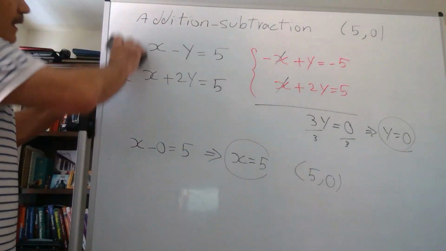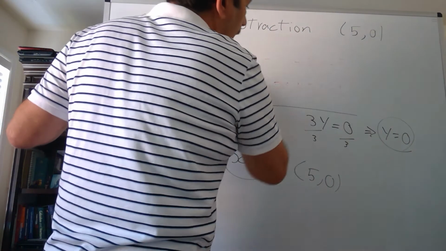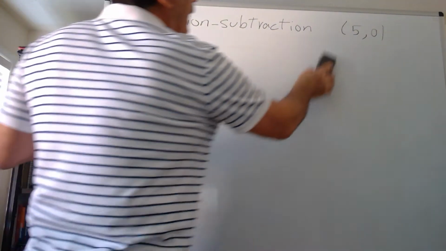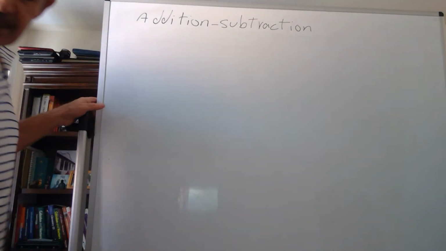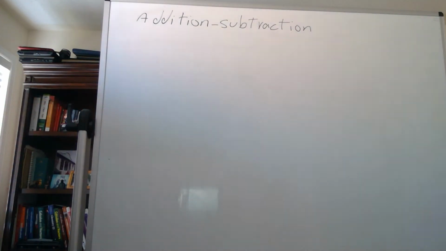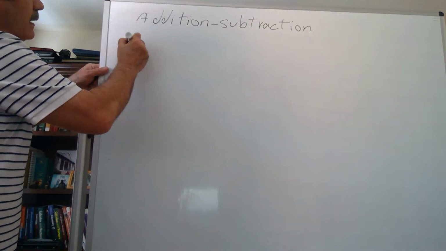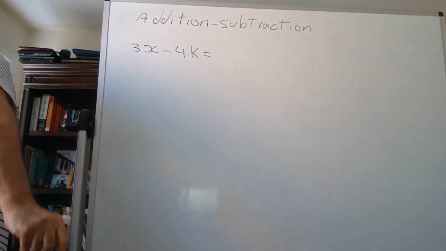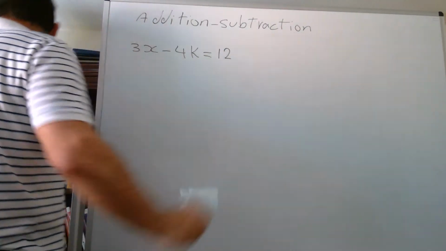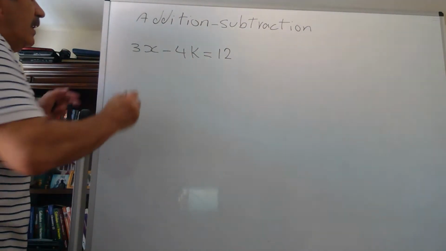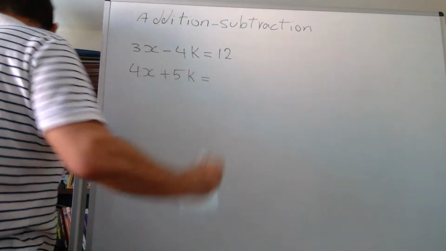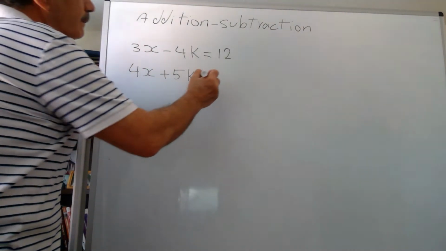Let's do another example. I'm just showing any type of situation that we may face in eliminating one of the variables. Let's say for this one, 3x minus 4k is equal to 12 and 4x plus 5k is equal to negative 7.